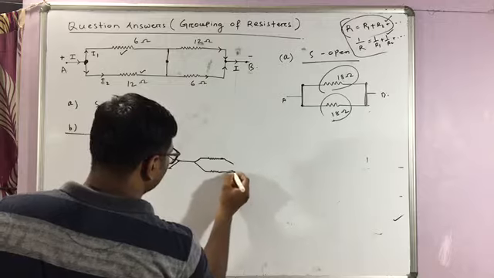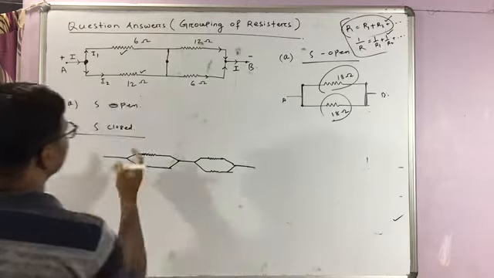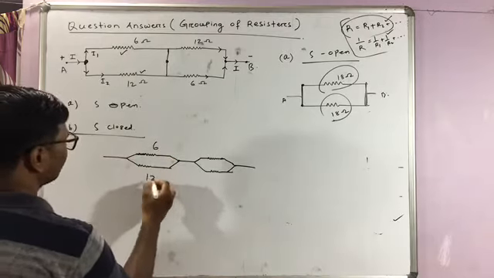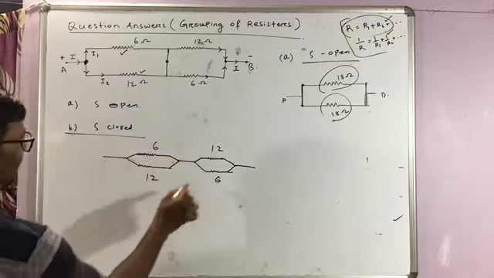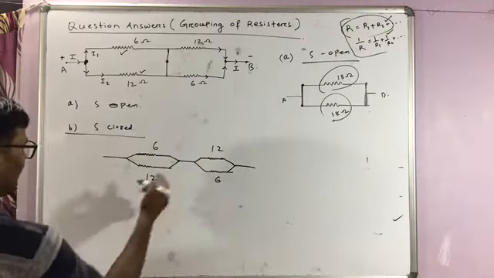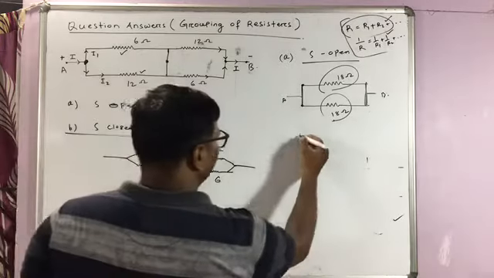This would be your equivalent diagram. From here only, it is very clear that this 6 and 12 and this 12 and 6, these two are in parallel and these two are in parallel. You see 6 and 12, they are in parallel. So we can apply this formula.